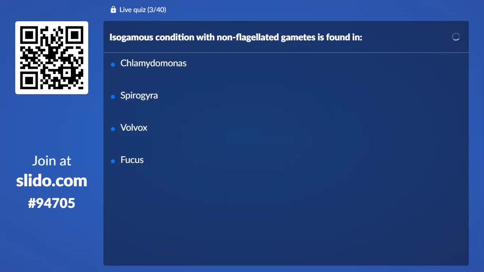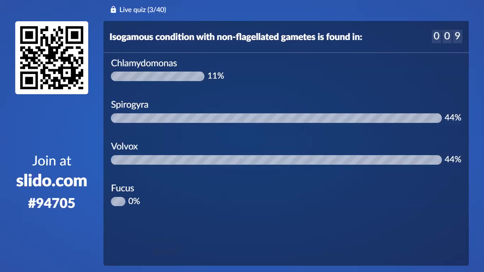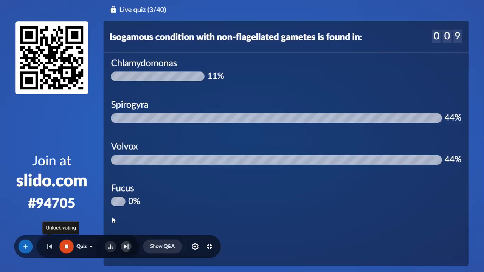You have the majority vote on the screen. Yes, same percentage vote for Spirogyra, Volvox. Isogamous condition with non-flagellated gametes in the textbook it is clearly mentioned. Isogamous condition with flagellated gametes in case of Chlamydomonas. Isogamous condition with non-flagellated gametes in Spirogyra. Chlamydomonas, some species of Chlamydomonas, but it is flagellated gametes. Clear? Volvox and fucus. Fucus, oogamous type of fusion.